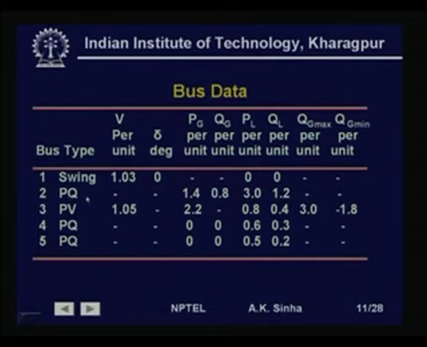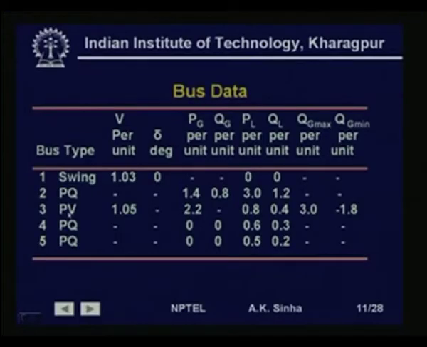Bus 2 is a PQ bus. So, here V and delta are not known. What is specified is PG, QG, PL and QL: PG is 1.4, QG is 0.8, PL is 3.0 and QL is 1.2 per unit. So, PG minus PL and QG minus QL will give me PI and QI at this bus, the real power injection and reactive power injection.